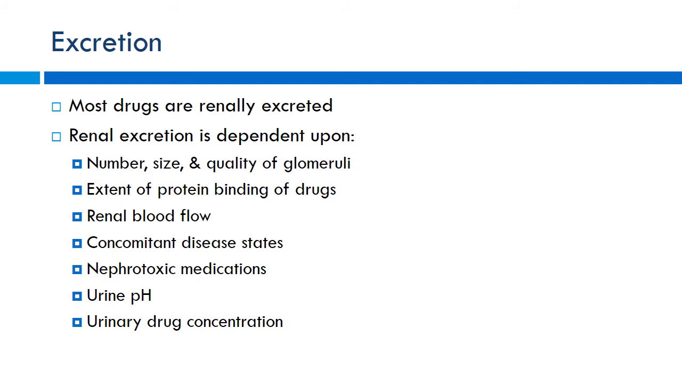So then moving on to excretion, again, most drugs end up being renally excreted, and this can be dependent on things like the number, size, and quality of the glomeruli. The extent of protein binding of drugs, usually increased protein binding means less of it can be filtered by the glomerulus. Looking at renal blood flow, concomitant disease states, and then if they're going to be on any nephrotoxic medications. And then certainly looking at urine pH can affect reabsorption of drugs along with the urinary drug concentration.